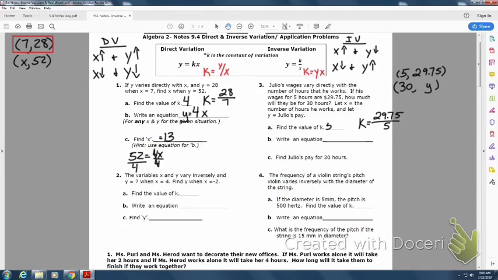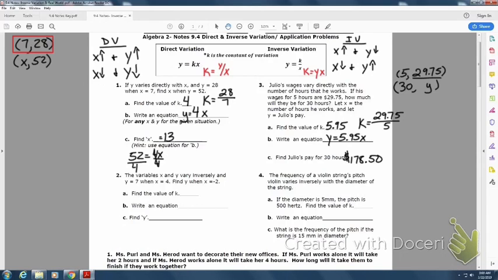For your k value, you should have gotten 5.95. Here's the equation you should have gotten. And then the pay, is it 178 or 170? 178.5. Okay. So again, hopefully that direct variation is pretty easy. Make sure that your answer makes sense on a lot of these, and I'll point out whenever we get to the other kinds of problems.